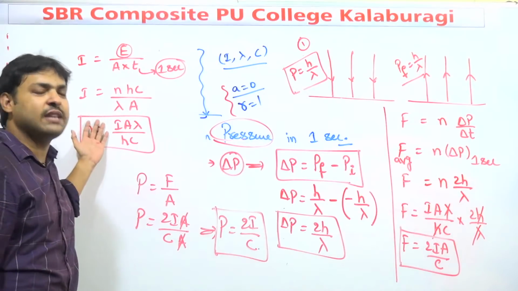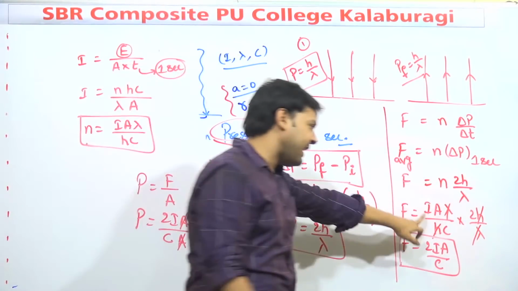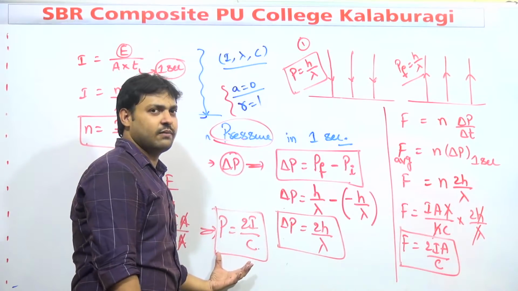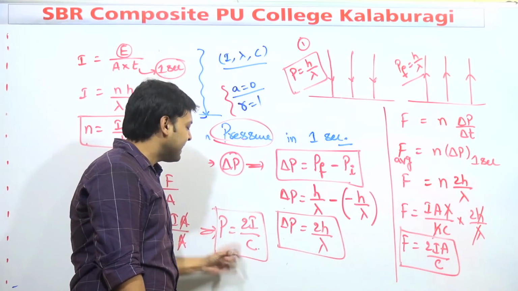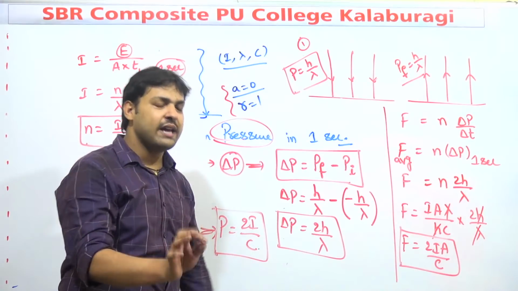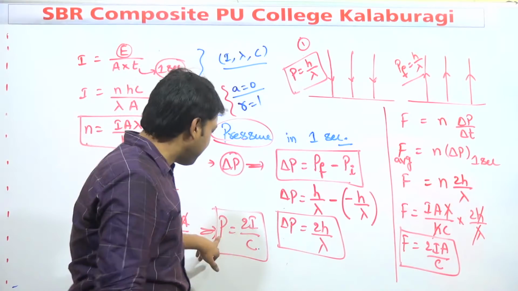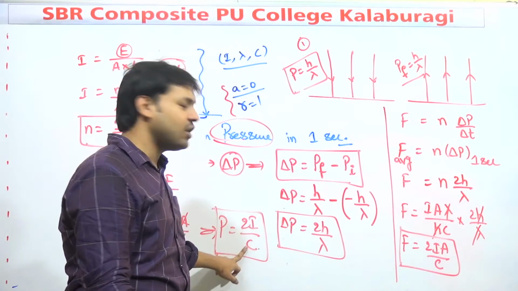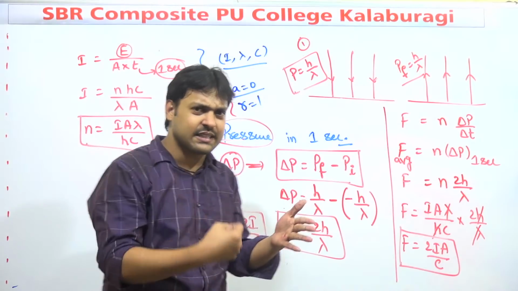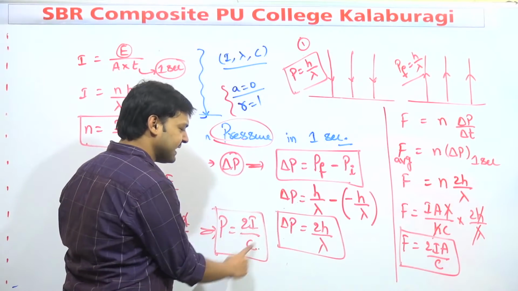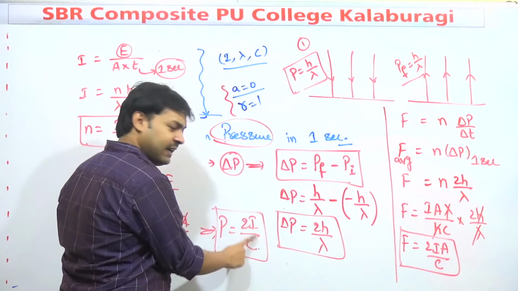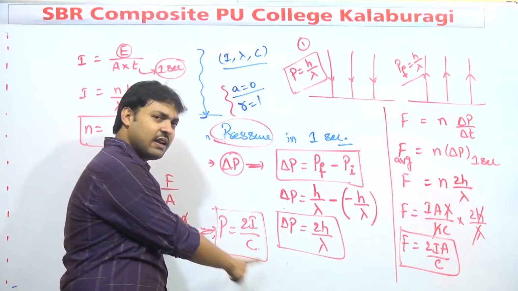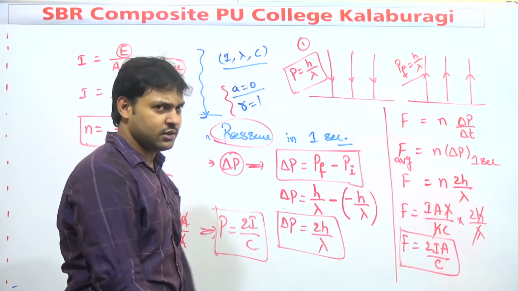It's not a new thing for you. So I substituted N and I calculated force. From this force I calculated the pressure. How much did we get? 2I by c. Clearly we can tell the radiation pressure depends on the intensity and depends on the speed. If the speed increases, what will happen? In 2I by c, if intensity increases the pressure increases, and if the speed increases, pressure decreases. It depends on both intensity as well as the speed of the photons.